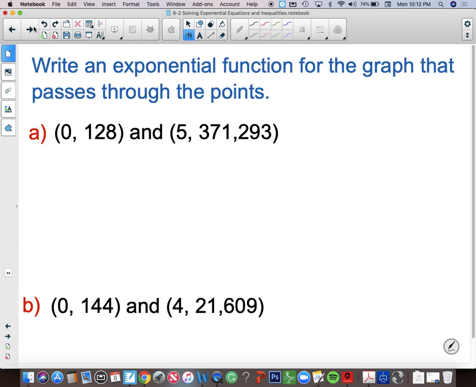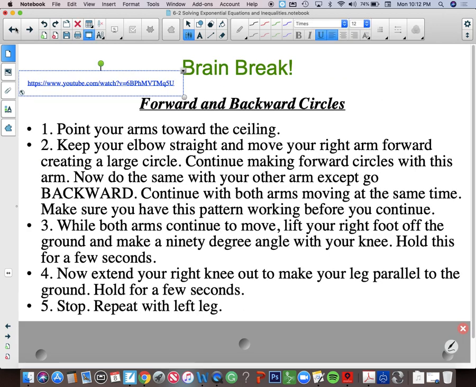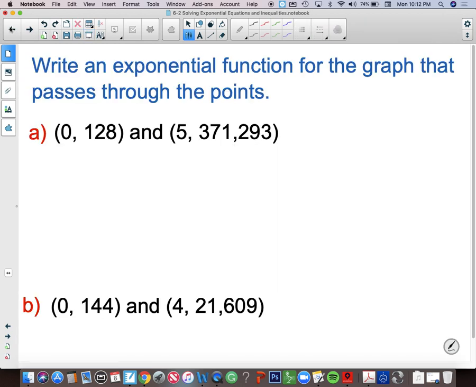So we have this next, and then I think we'll take a break. Yep, so let's go through writing an exponential for the graph here. We have 2 points that were given: 0, 128, and 5, 371,293. So we want to figure out the equation of the graph that goes through those 2 points, okay?